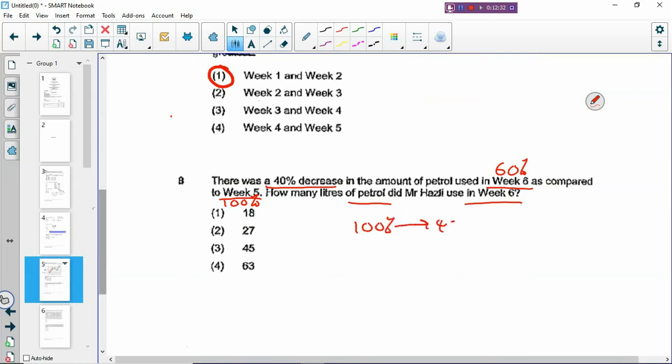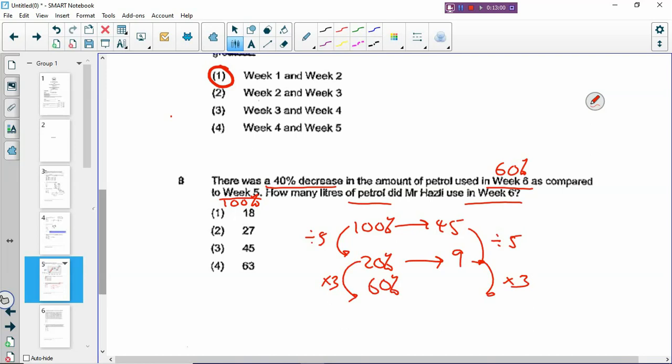And because there's no calculator, what's the shortcut? The shortcut is not to always find 1%, but to jump so that you can get your 60% quicker. For example, I divide by 5, I will get 9, so 20% is 9 liters. And then I jump to 60. How do I get 60? I just times 3. And on the other side, I also times 3. And I will get 27 liters. So how many liters of petrol did he use in week 6? Answer number 2. That's a shortcut without using a calculator and without having to find 1% all the time.